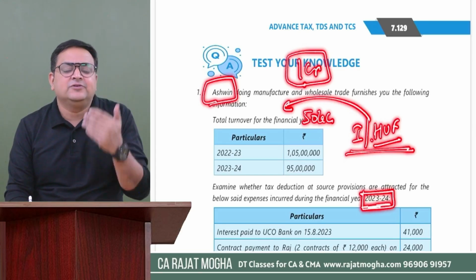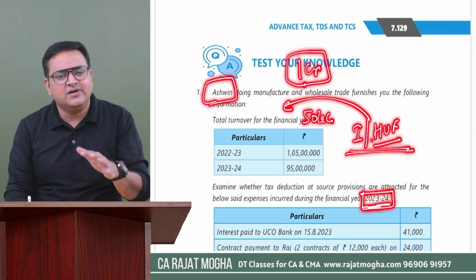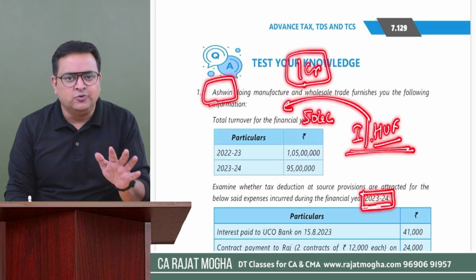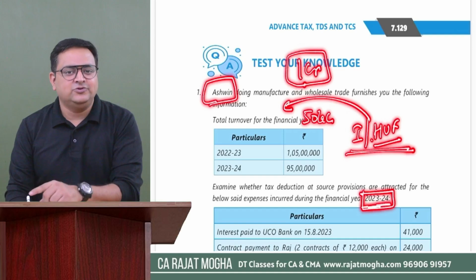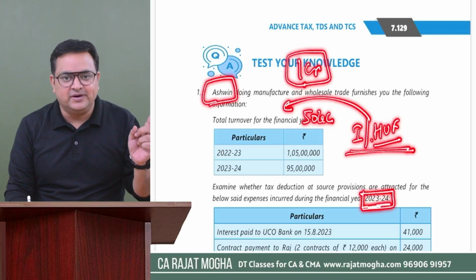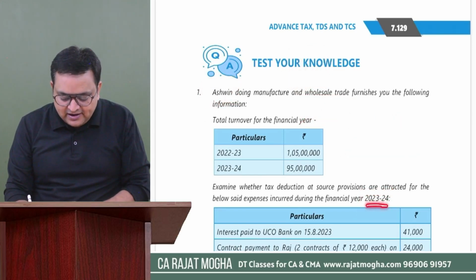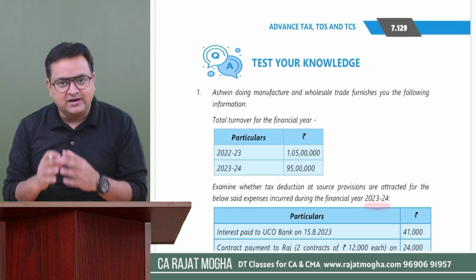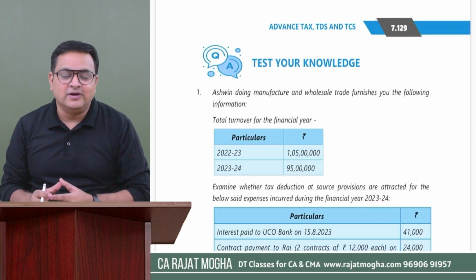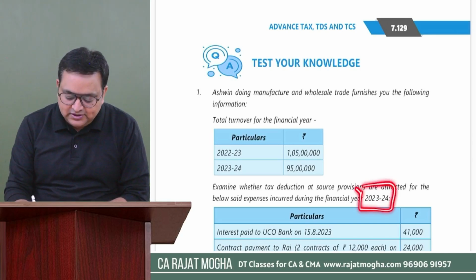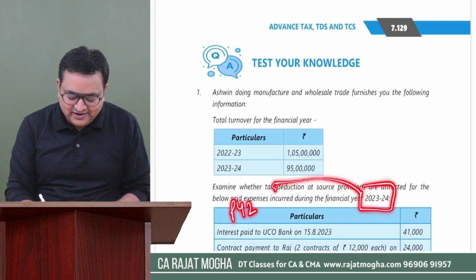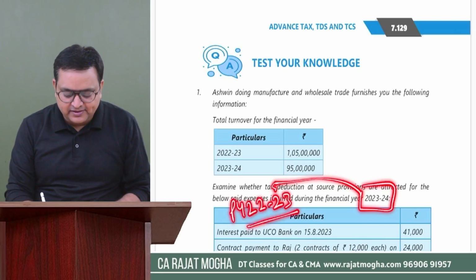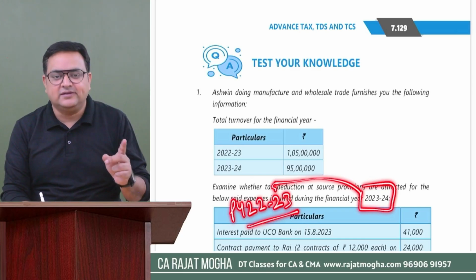Otherwise, if this would have been company, partnership firm, etc., they can easily deduct TDS. No issues. There is no such limit of turnover. But only for individual nature, we have to see the last year turnover, right? So here they are asking whether in this year we can deduct TDS, Ashwin can deduct TDS or not. So it depends upon the turnover of the last year. What would be the last year here? Previous year 22-23. Correct? Previous year 22-23 would be last year.